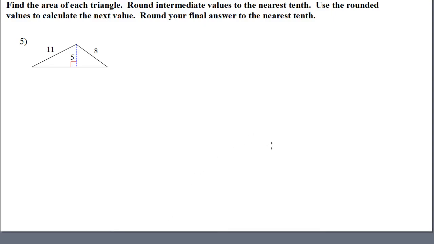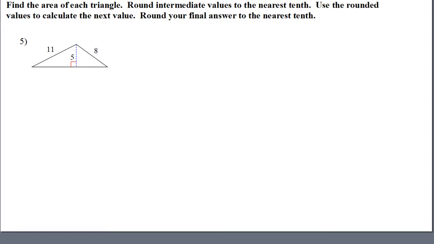Everyone, this next question is going to use a bit of trickery, but it's all about that Pythagorean theorem. So let's read what it's asking us. Find the area of each triangle. Round intermediate values to the nearest tenth. Use the rounded values to calculate the next value. Round your final answer to the nearest tenth.